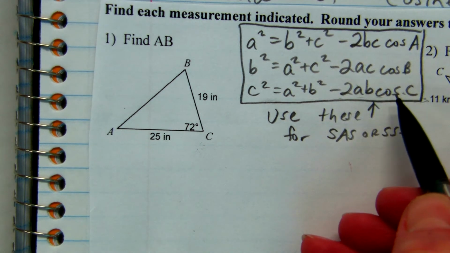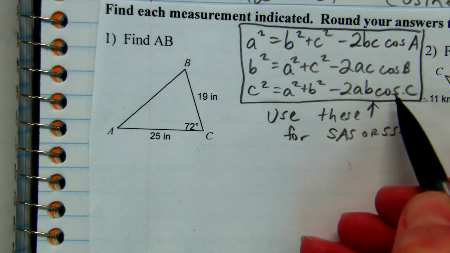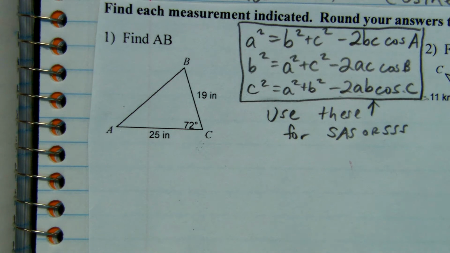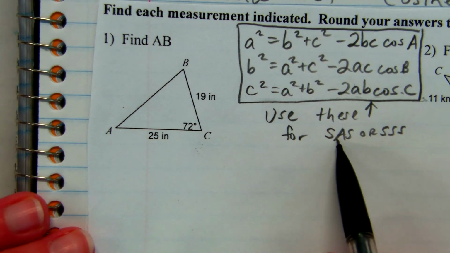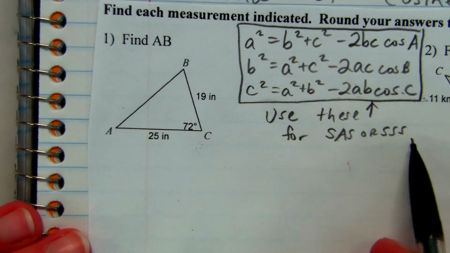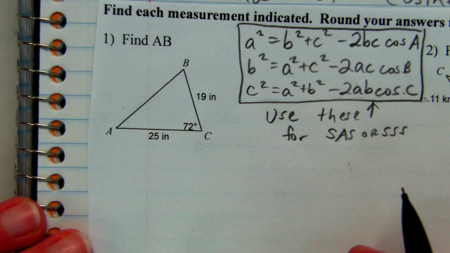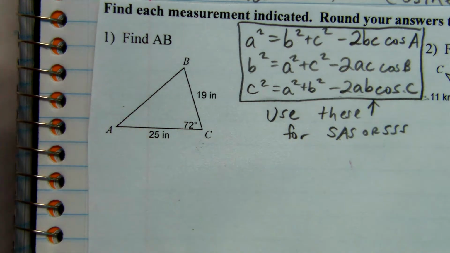If we worked it out and changed all of your oblique triangles, everything that's not a right triangle, into right triangles, you'd have these different pieces, and that's how this is going to work. So we use these if they give you a side and a side with an angle in between, or if they give you 3 sides and no angles, and we're going to go through both types of scenarios.